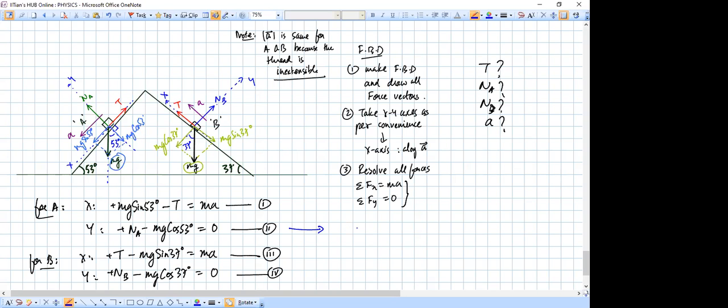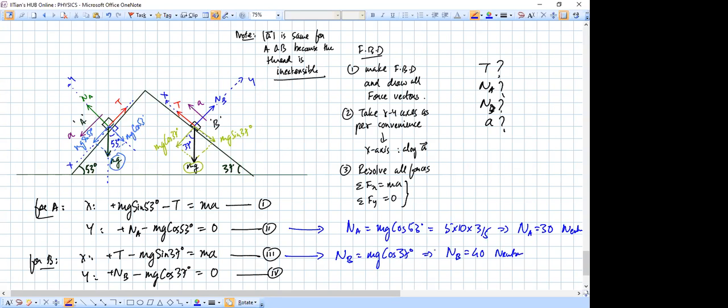So this is directly giving me the normal reaction as mg cos 53 for this one. That is 5 into 10 into cos 53, which is 3 by 5. So the normal reaction for this block is 30 newtons. And this one similarly is directly giving me mg cos 37, so this normal reaction is 40 newtons. And this makes sense.